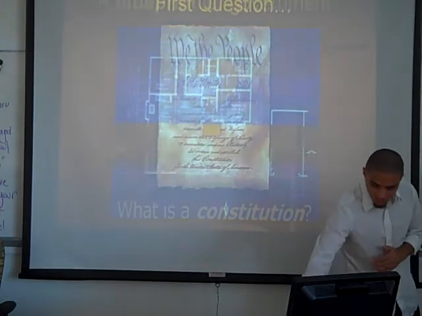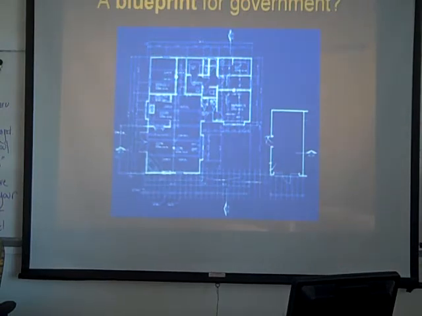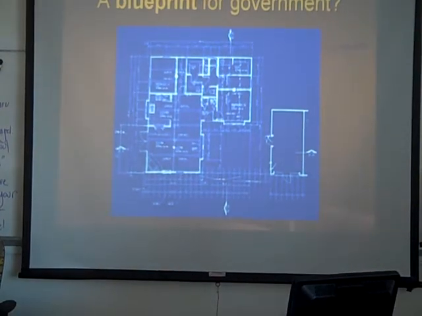So the first question, what is a Constitution? You'll remember this from the first day. One of the main purposes of a Constitution, one of the most important things that it does, is it creates a blueprint for government. So every governmental institution that you can think of, the federal government, arises from the Constitution. It's important that you understand that this is where Congress comes from. This is where the presidency comes from.